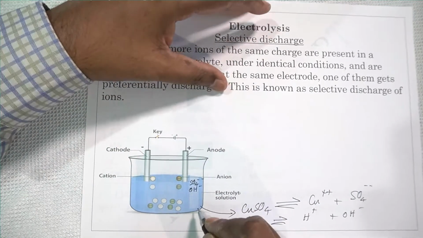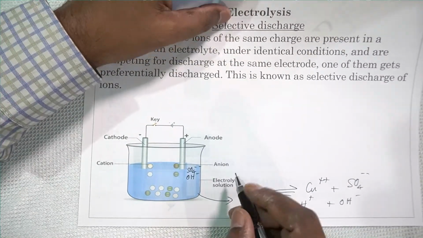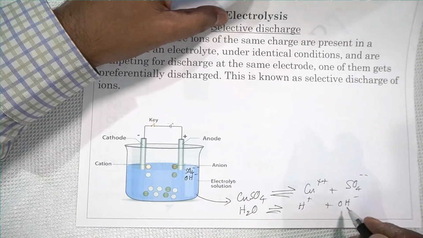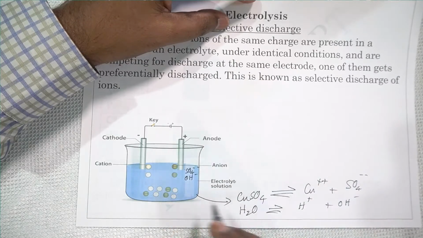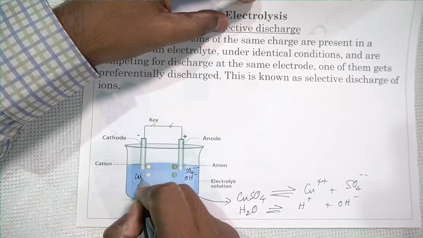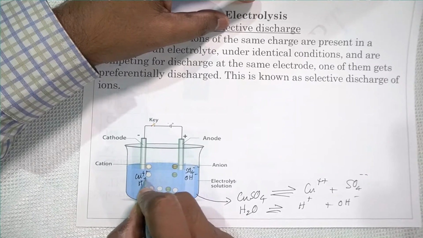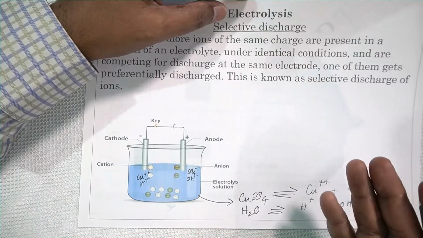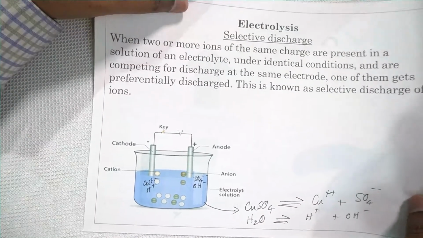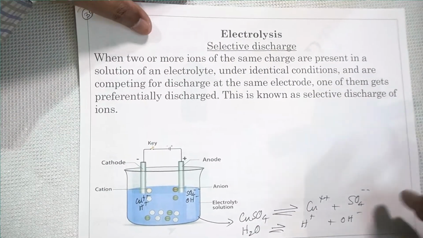Now the question is, out of this, which one will be discharged? Which one will the anode accept to discharge? Same way, we also have cations. We have two cations here, Cu++ coming to the cathode and also H plus coming. Out of this, which one will be discharged? Or both of them are discharged, or none of them is discharged? So these things are being decided by the principle called selective discharge.